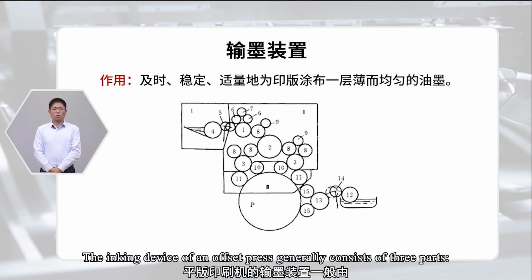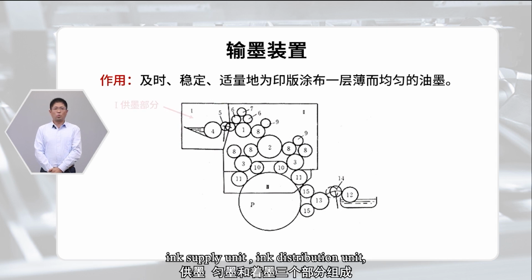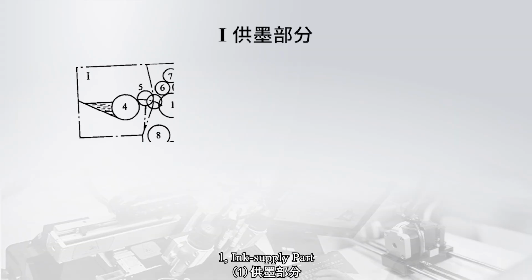The inking device of an offset press generally consists of three parts: ink supply unit, ink distribution unit, ink form rollers. First, ink supply part.